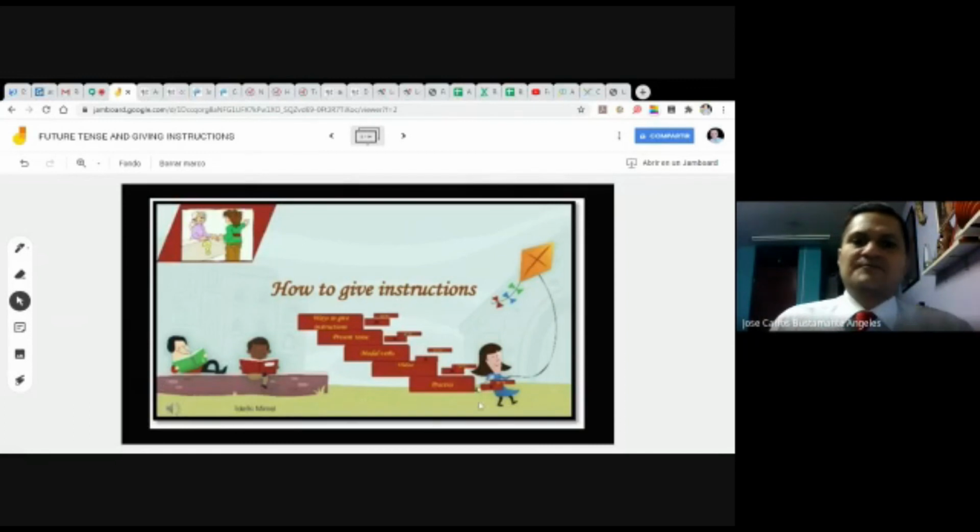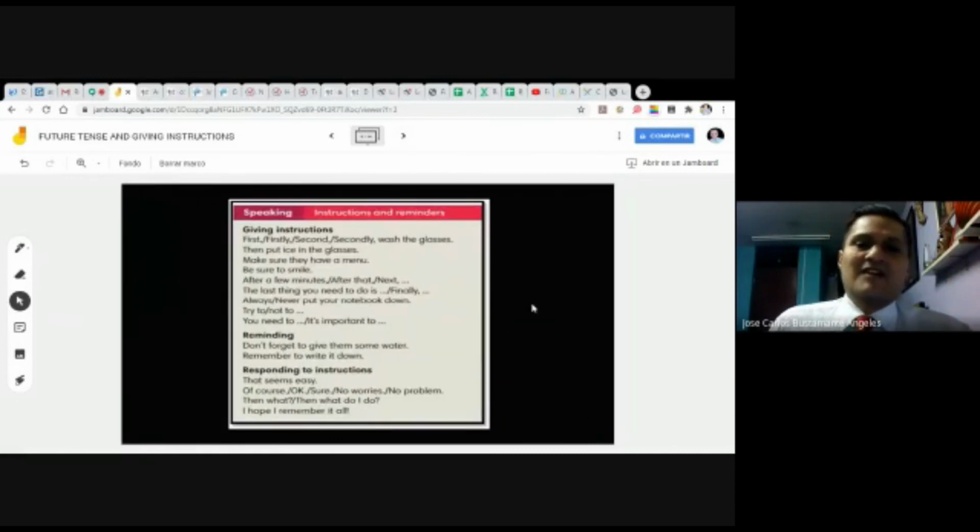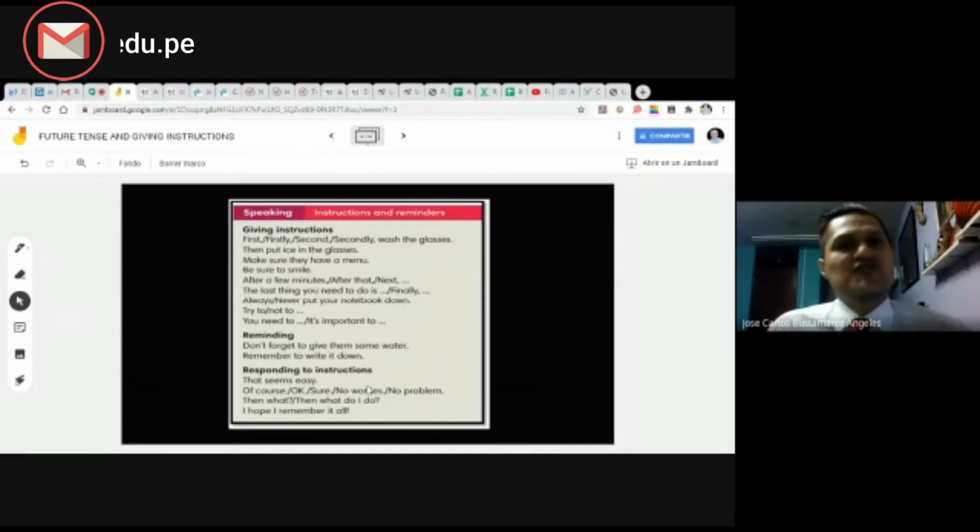As you see, here you've got two students. Here you've got a little girl. She's playing with her card. And how to give instructions, we've got here some steps. Okay, so let's get into the class. I hope you like it. Well, this is from our book, and it says giving instructions, reminding, and responding to instructions.